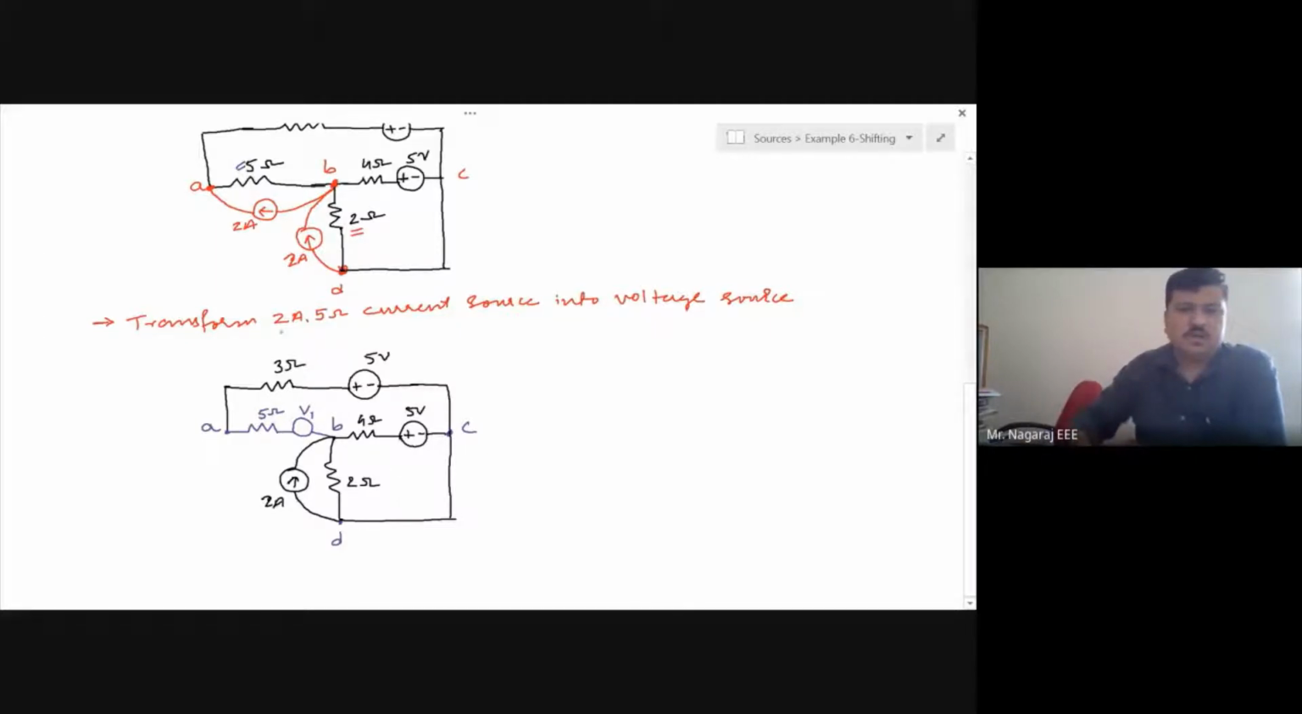So now the current of 2 ampere is flowing from node B to node A. Therefore, the positive terminal of this source is towards node A, and the negative terminal is towards node B. So this is the transformation where V1 equals the product of current and resistor, 2 ampere multiplied by 5 ohms, that is 10 volts.